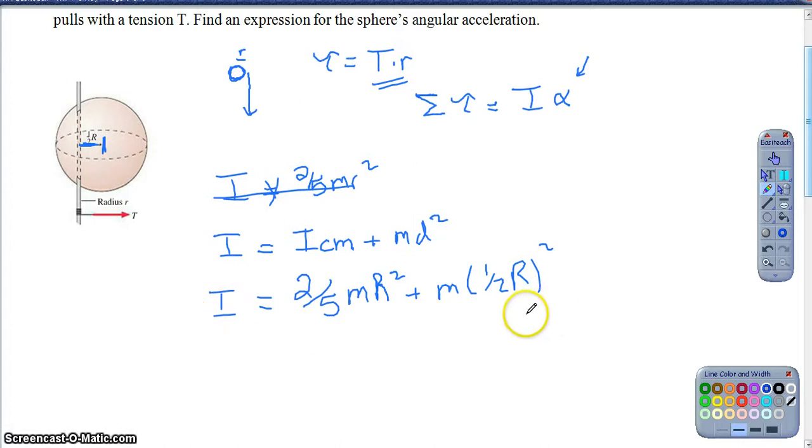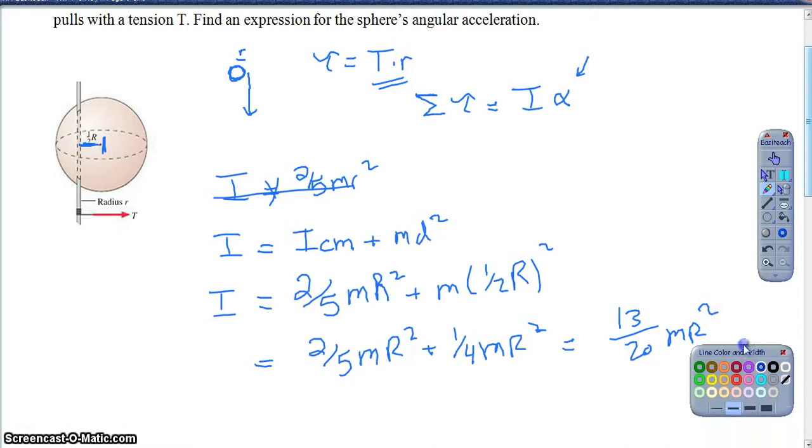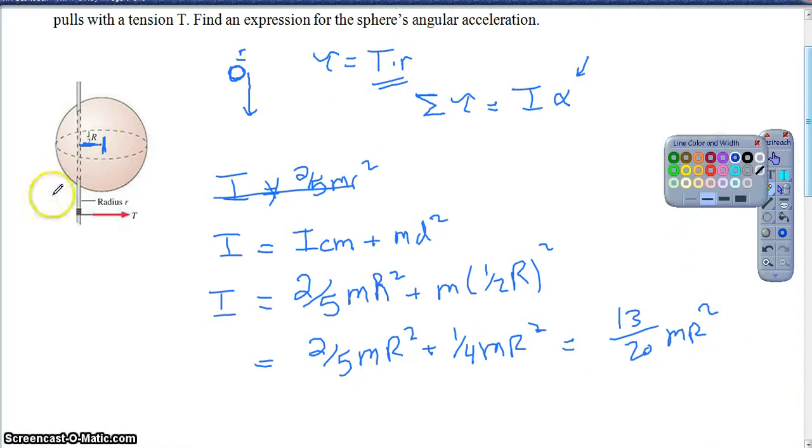Anyway, setting this up, at this point it's just a matter of calculating and getting a common denominator, right? So 2/5 mr squared plus this would be 1/4 mr squared. And when I do a little mathematics to clean this up, get a common denominator and go from there, I end up getting 13/20. This would be 8/20. This would be 5/20. So 13/20 mr squared. And that's the moment of inertia then of this particular sphere being rotated around that axis of rotation.